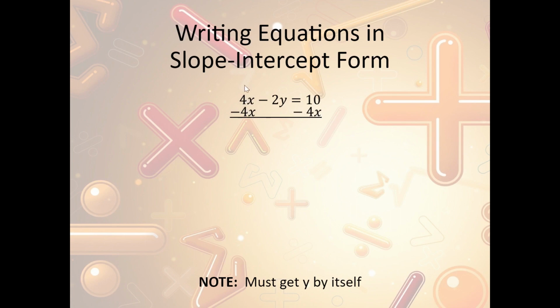Well, 4x minus 4x is 0, so that's gone. So now I'm left with 10 and negative 4x over here. So I'm going to rewrite this as negative 2y is equal to negative 4x plus 10.